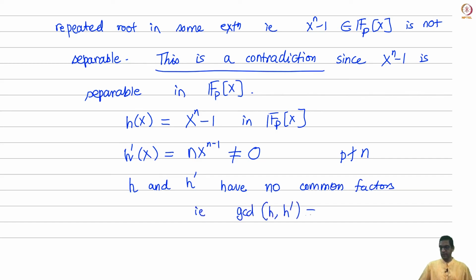Why is that? Because the only factors of h prime are powers of x themselves, it's just x to some power. So the only thing that can possibly divide h prime is some power of x, but powers of x don't divide h, right? This has only 0 as a root, and h definitely doesn't have 0 as a root. So that's the contradiction. That contradiction establishes the following claim. Our claim is proved.